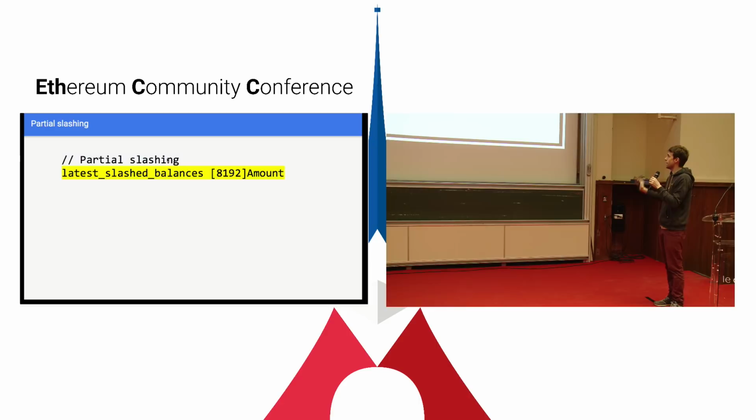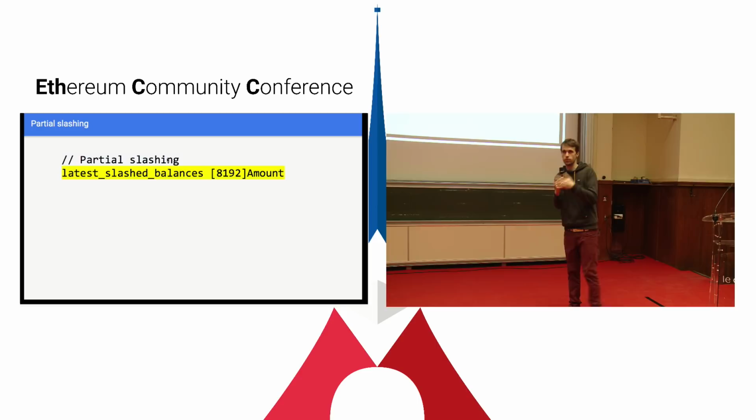Latest slash balances. The idea here is called partial slashing. One of the things that we want to encourage is to become a validator, and if there's some sort of software bug in an individual client, we don't want that poor guy to get completely slashed and lose the 32 ETH.